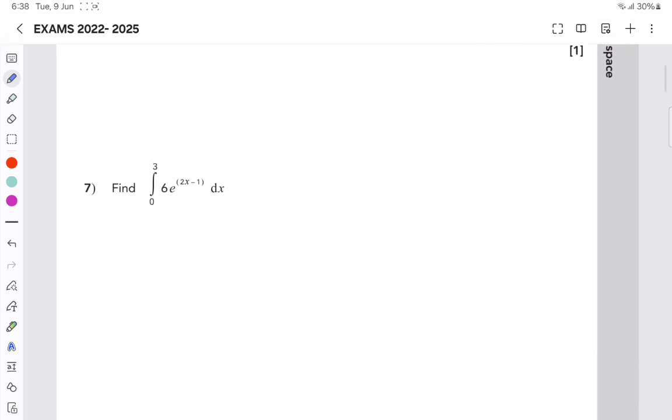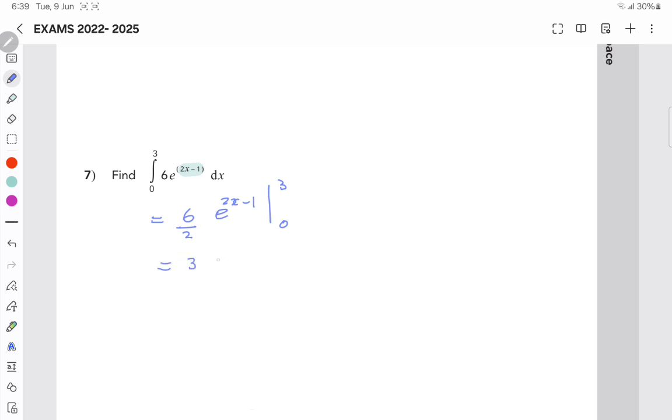In the next one, I have an integral of e. We look at the function. It's a basic rule because it's linear, so we just follow the rule. 6 e to the power 2x minus 1. We divide by the number with the x, which is 2. All of that defined from 0 to 3. So it's equal to 6 divided by 2, which is 3, e to the power 2x minus 1, defined from 0 to 3.